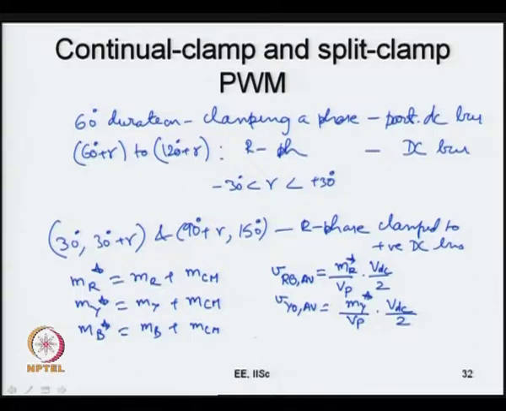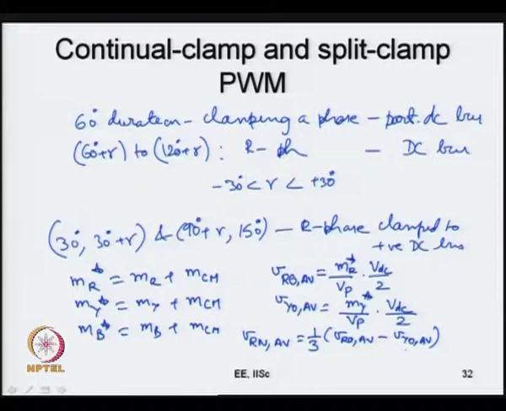If I want to get VRN average, this N being the load neutral, also the R phase voltage now measured with respect to the load neutral. The load neutral is not electrically connected anywhere. So, VRN average I will get as VRO average minus VYO average.